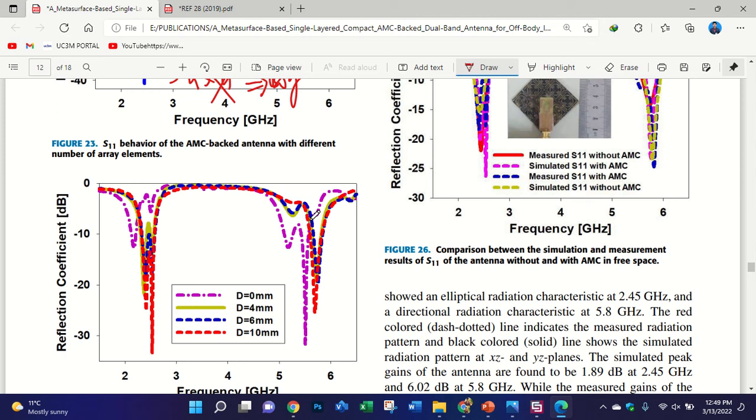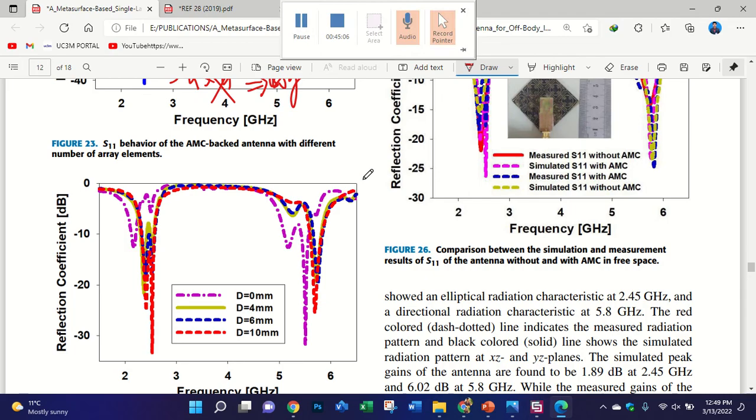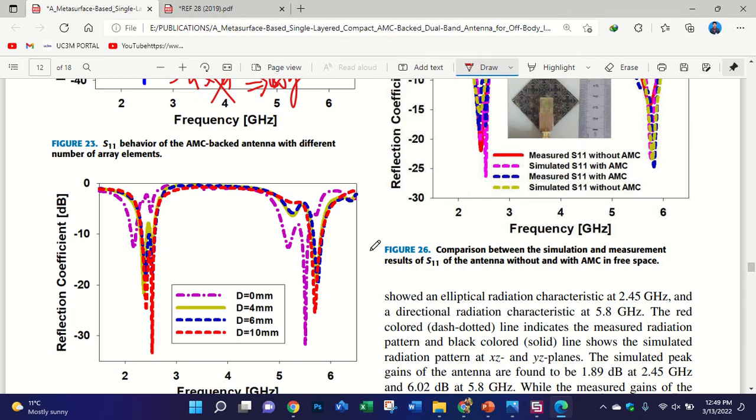Even if you increase the distance, your results will improve a lot, your gain will increase a lot, your radiation pattern will increase a lot, but we need the distance to be as small as possible. And why for the high frequency do you get the high gain?